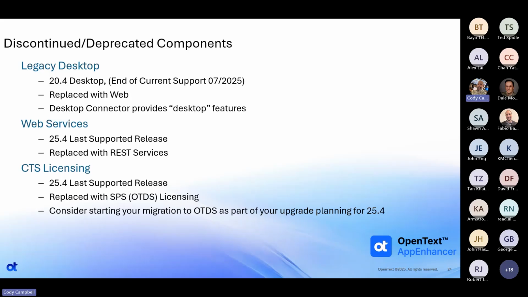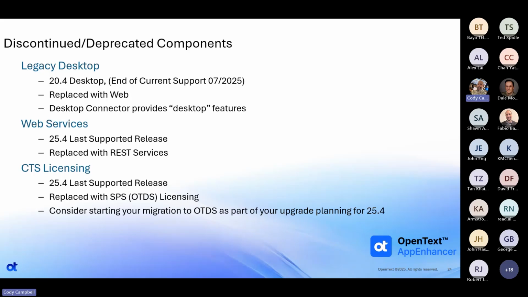Lastly is the CTS licensing. This will be the last supported release of CTS. We've replaced that with OTDS. And it's really important to consider this because it is a single point of failure today. We cannot cluster this license service. We can't make it highly available without doing some trickery with your VMs and some DNS stuff. And so it's really kind of a dead end when it comes to HA.